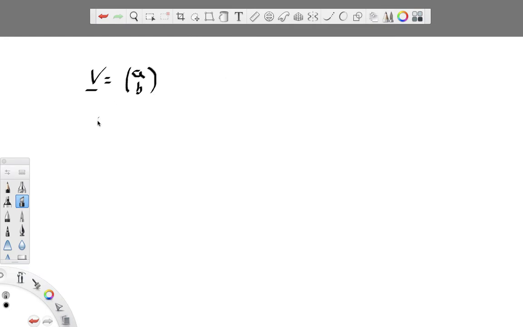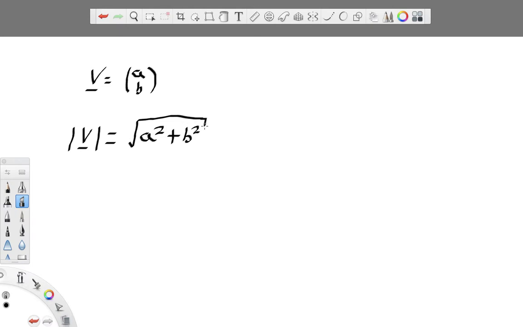Well, it is this. So we write our vector, and we put these two vertical lines either side of the vector. That means that we're going to calculate the magnitude. And the magnitude is a squared plus b squared, and that's all square rooted. So that is the magnitude of our vector.